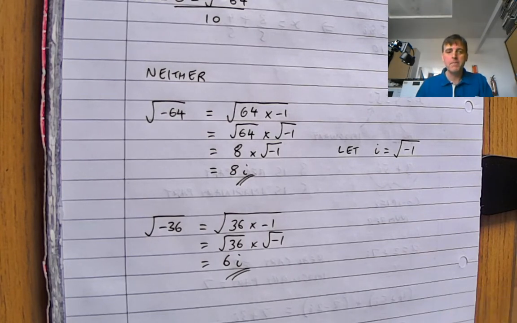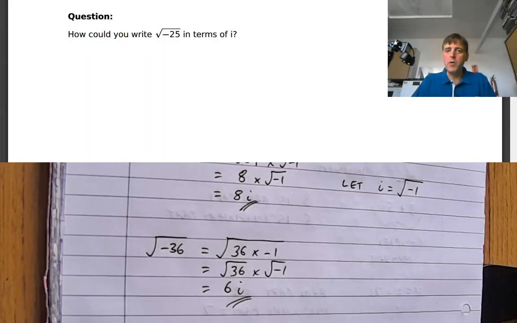Okay. Time for you to have a go at one now. So quick question on the board there. How could you write the square root of negative 25 in terms of this new symbol i?